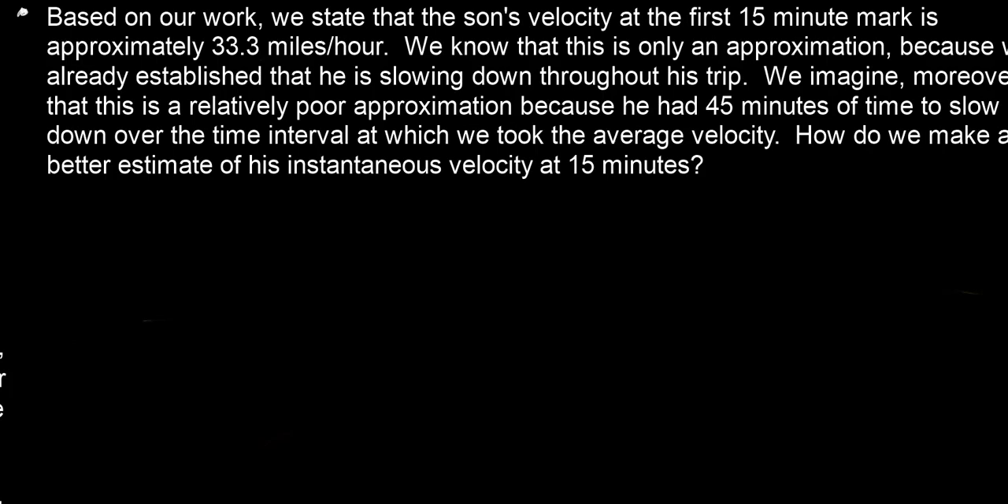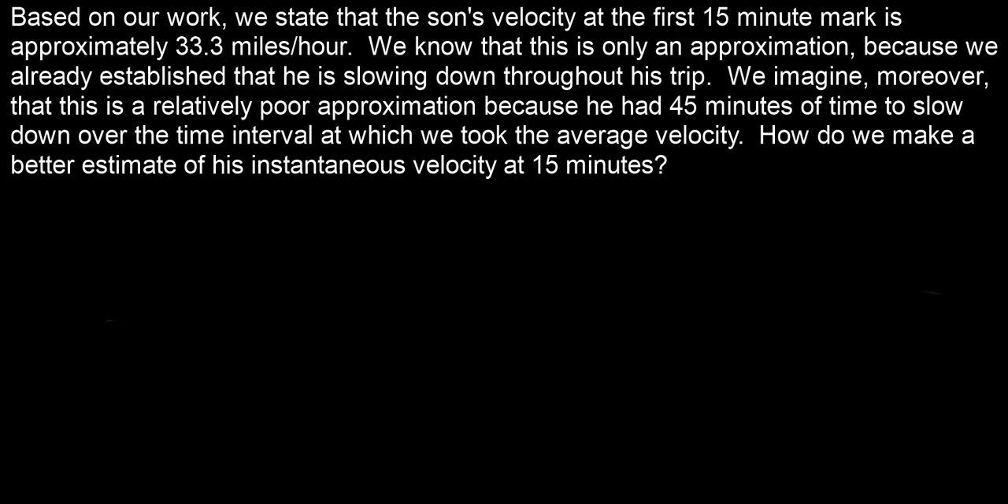So we understand that we're doing an approximation, but not only is it an approximation, it's probably not so great. It's probably a poor approximation because we know in reality he's slowing down throughout. And with that approximation, we've given him 45 minutes, or the majority of his time traveling, to slow down, right? So it's an approximation, not so great. How do we make it better?